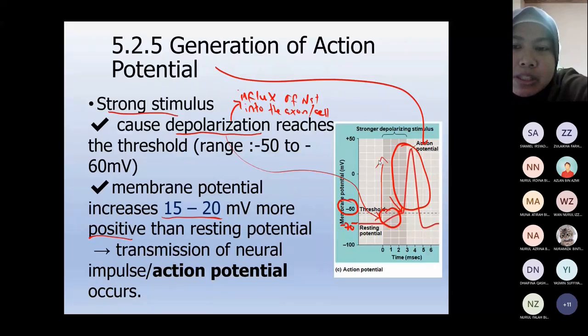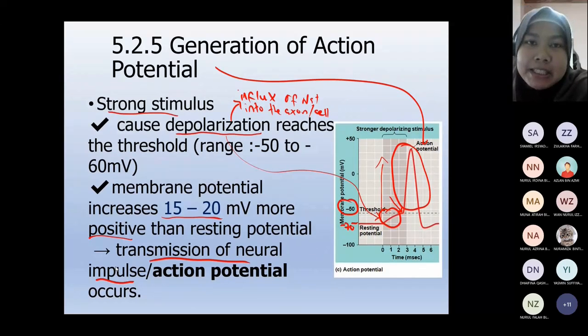So transmission of neural impulse or action potential can occur. All right, so that is how an impulse is generated. It must be due to depolarization, and the depolarization must be able to reach the threshold value. Then you will have the action potential. Now let's look at the step-by-step process of generation of action potential.